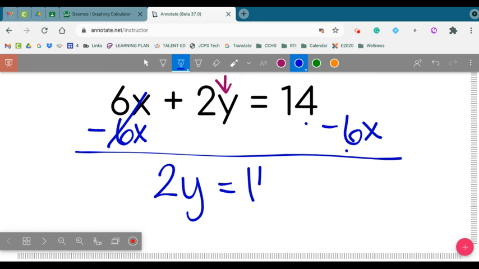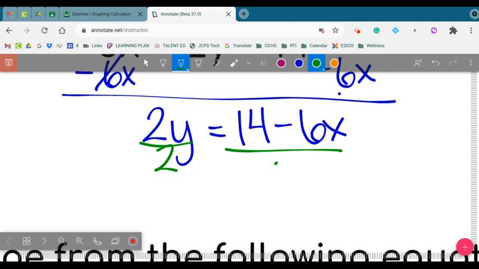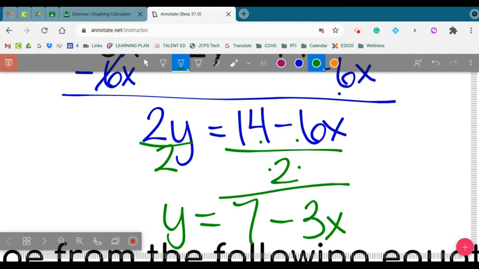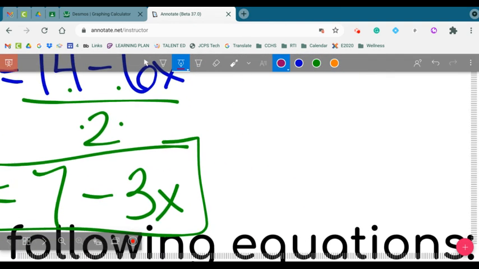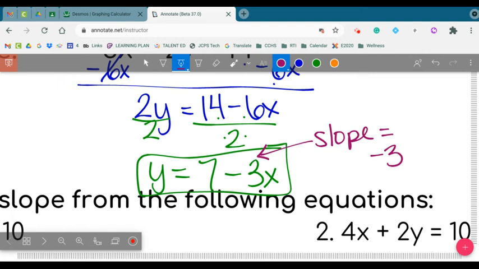You cannot combine because they are not like terms. So we're just going to write them next to each other. And then to get y by itself, you need to divide by 2. So you're going to get y equals 14 divided by 2 is 7. Negative 6 divided by 2 is negative 3x. Then if you guys remember, the number next to our x is our slope. So our slope equals negative 3. So we just have to be able to rearrange it so we can find our slope from this equation.